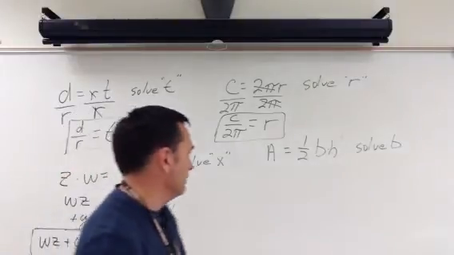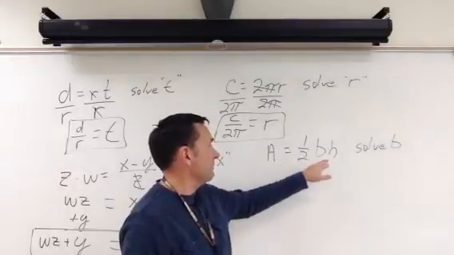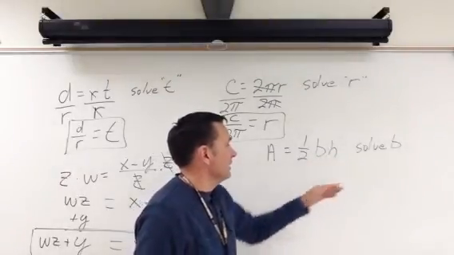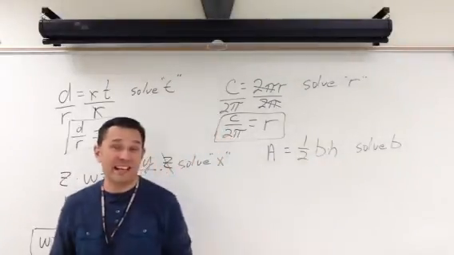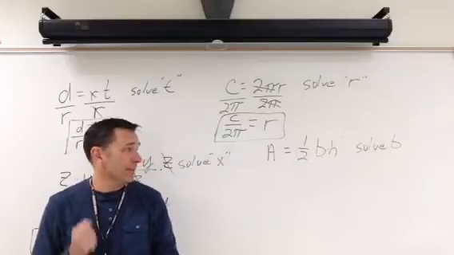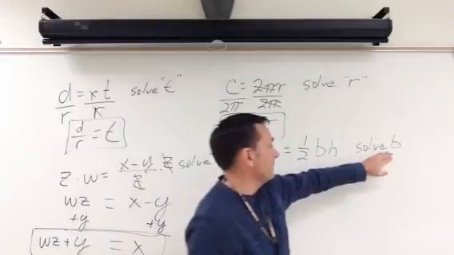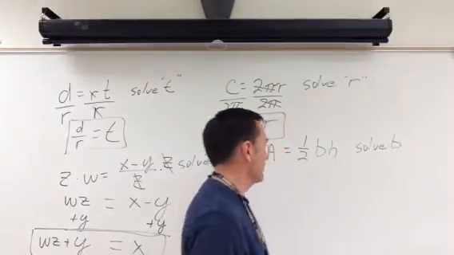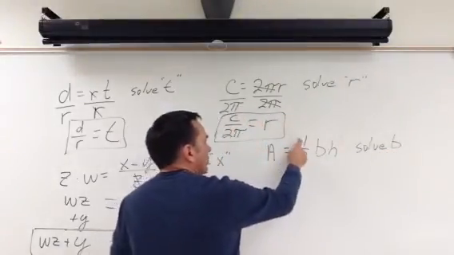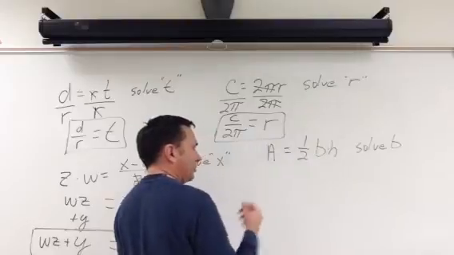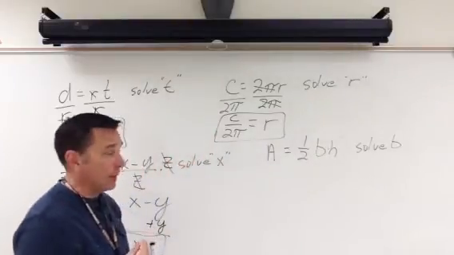The last equation. A equals 1/2 b times h. Hopefully you recognize this as the area of a triangle. But instead of writing this as area equals, we want to write this as b equals. So we can do this in 1 or 2 steps. I'm going to choose to do it in 2 steps.